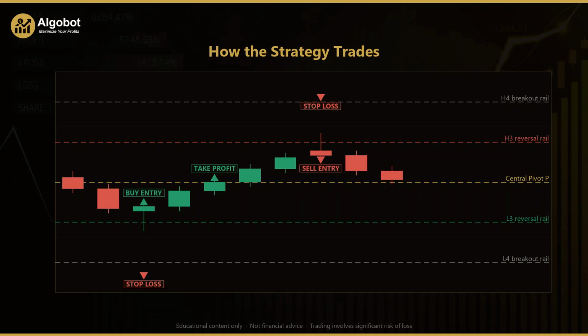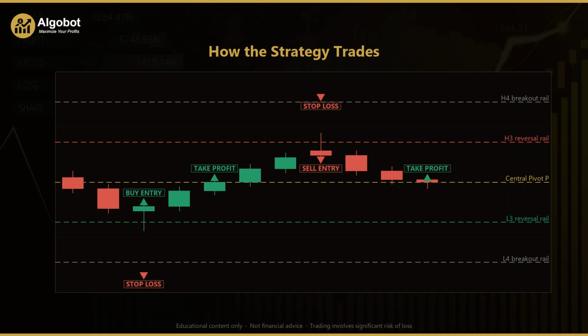But price doesn't stop there. Momentum carries it higher, up past the central pivot and toward the upper half of the ladder. This sets the stage for the mirror image trade, the short. The candles push up until they approach the H3 reversal rail near the top. Now watch the short setup candle.